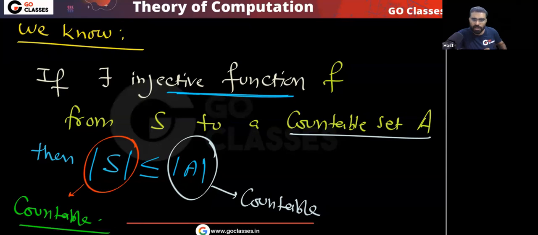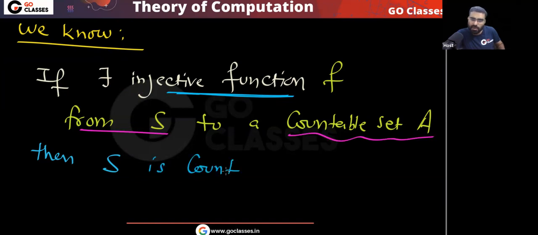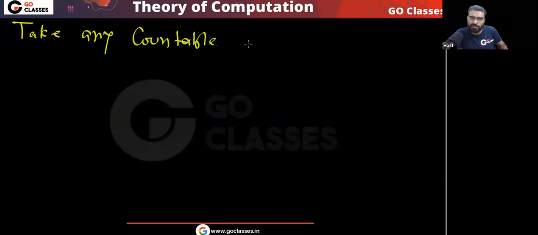Is this clear what I'm saying? See, very simple point. If there exists an injective function from set S to a countable set, then S is countable. Now, a very simple question I'm asking: take any countable set. Take any countable set S, or you can take any countable set A.